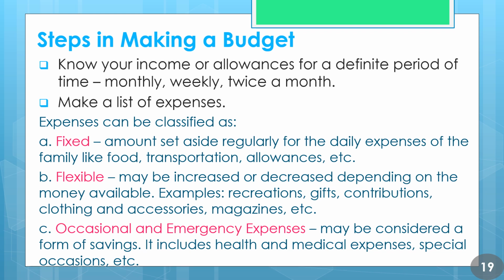Fixed expenses are the amount set aside regularly for the daily expenses of the family, like food, transportation, allowances, and the like. Flexible expenses may be increased or decreased depending on the money available. Examples are recreation, gifts, contributions, clothing and accessories, magazines. So these are flexible expenses. And occasional and emergency expenses may be considered a form of savings. It includes health and medical expenses, special occasions, and the like.